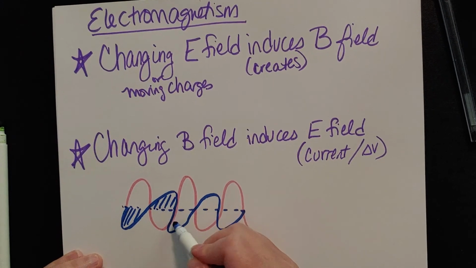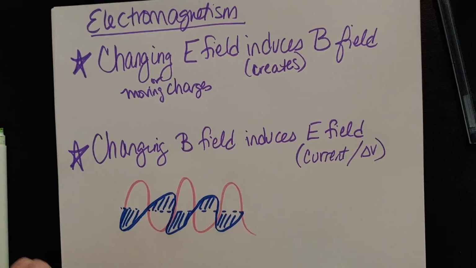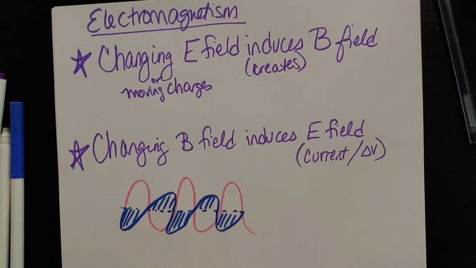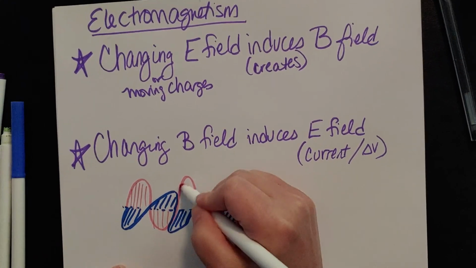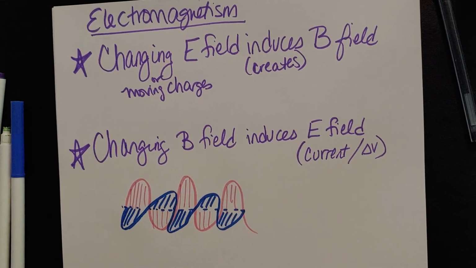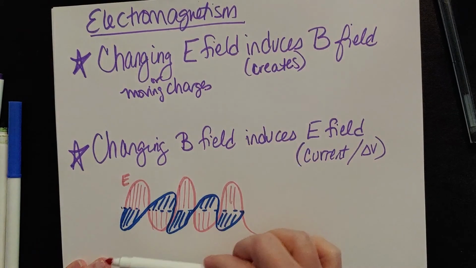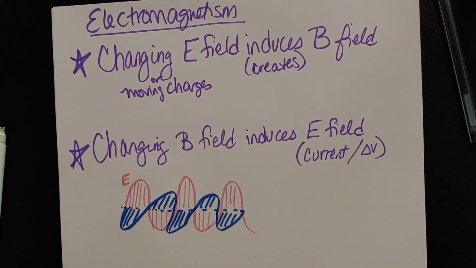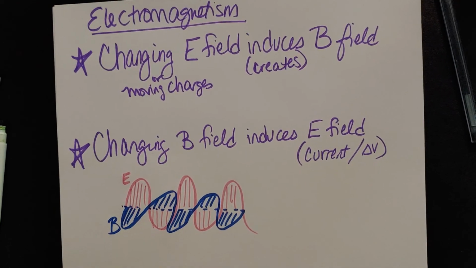Okay, so here, this is in the horizontal plane, and this is vertical. So this was the electric field oscillating up and down, and that induced a magnetic field going in and out of the plane.